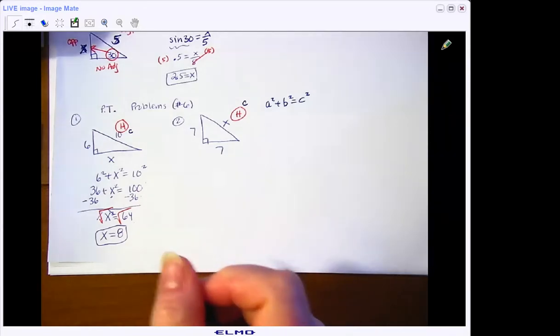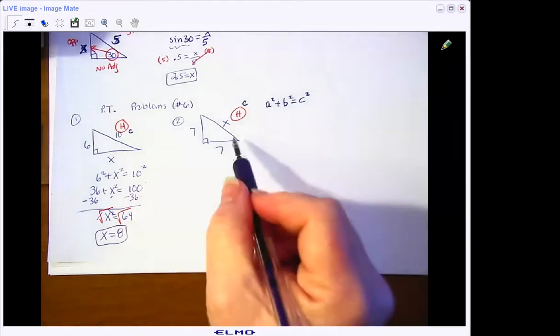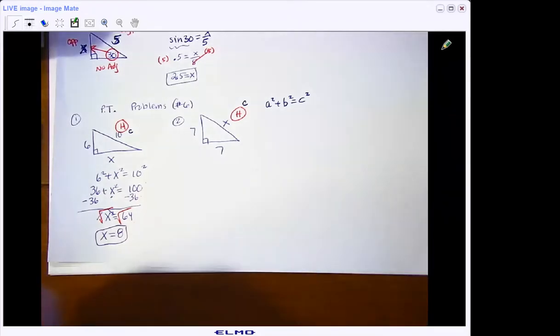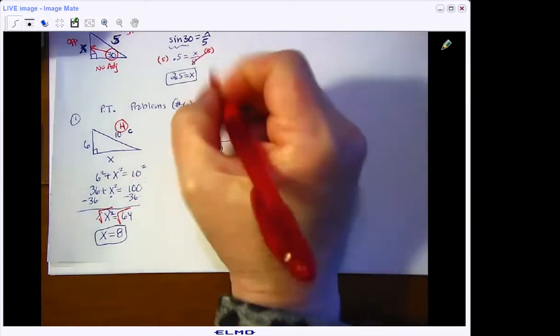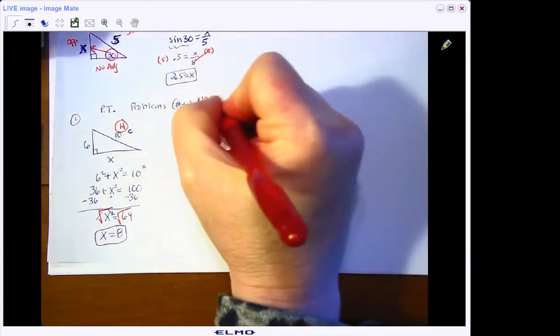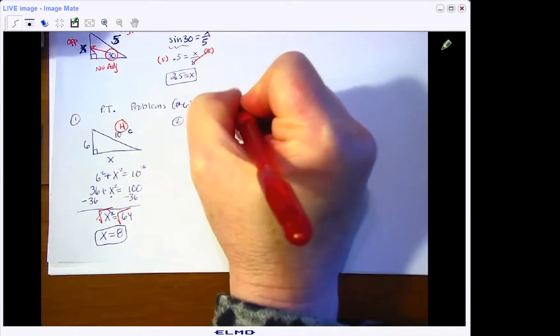Good. Go ahead and work on number 2. And the directions on your quiz say to leave answers in radical form, no decimals.